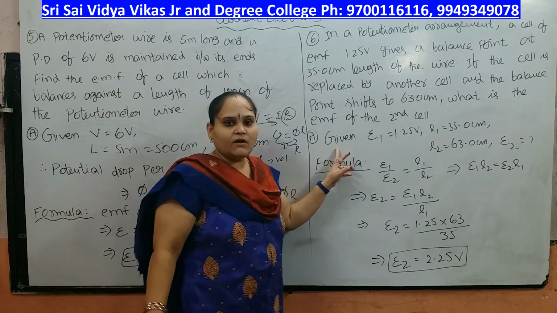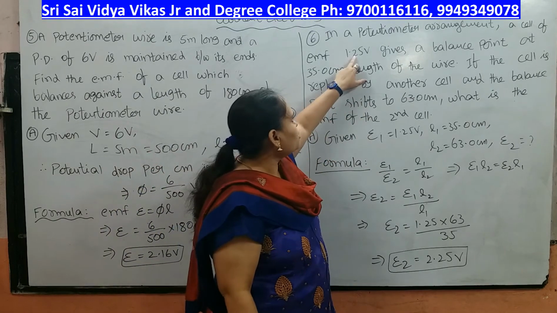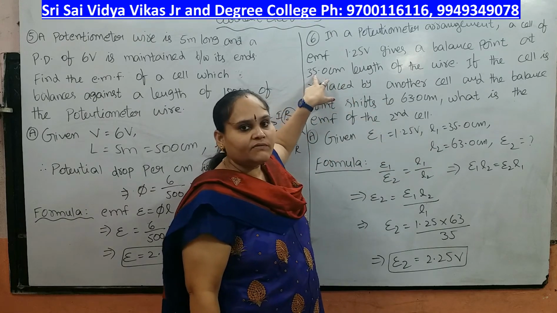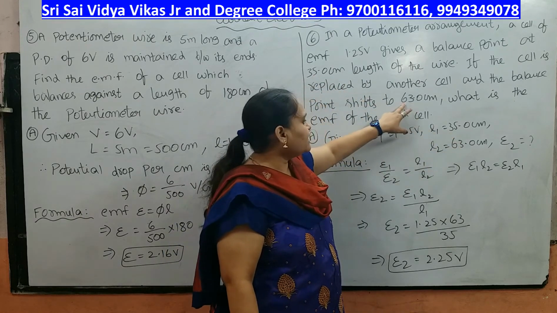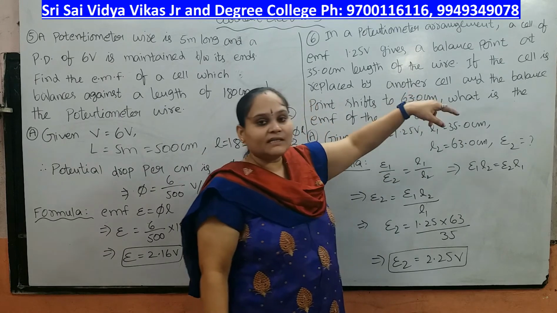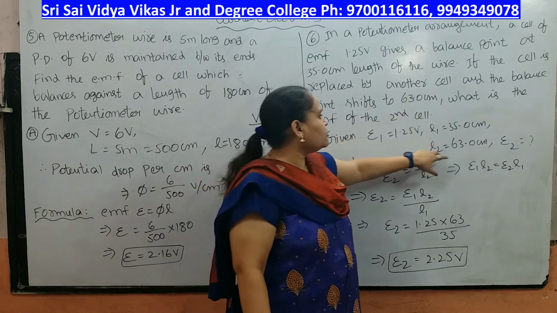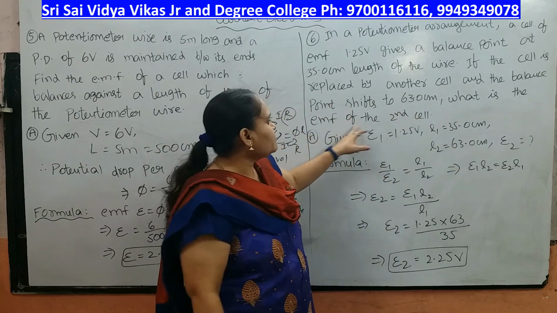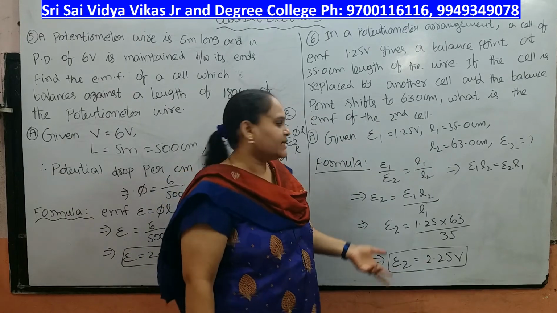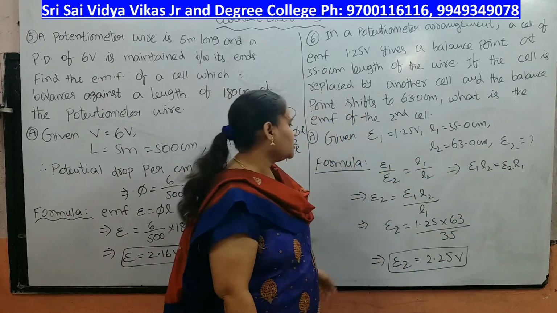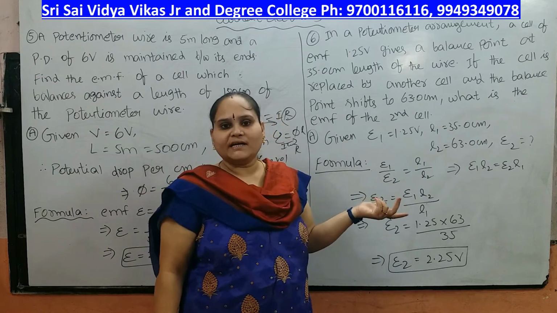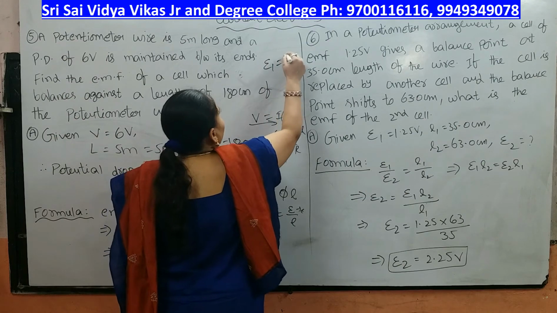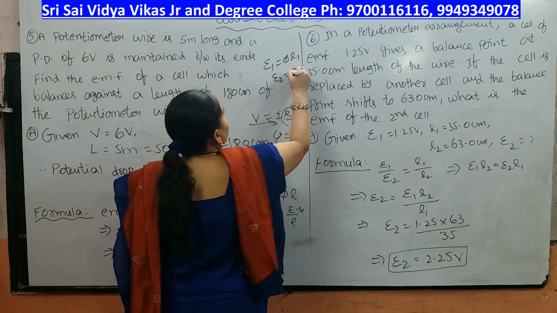So for this we are given epsilon 1 equal to 1.25 volts and L1, the balancing point, equal to 35.0 centimeters, and when another cell replaces that cell, the length L2 equal to 63.0 centimeters. Now calculate epsilon 2, the EMF of the second cell. So epsilon 2 equal to how much? We have the formula epsilon equal to phi L, epsilon 1 equal to phi L1, epsilon 2 equal to phi L2.